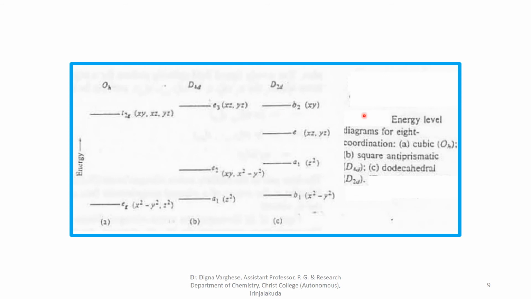Here you can see the energy level diagrams for 8 coordination. Here you can see the cube, Oh symmetry, Eg to T2g, and here the square antiprismatic geometry having the levels A1, E2, E3, and for the D2d, that is dodecahedral, having B1, A1, E, B2. These are obtained from their character table from the group theory.